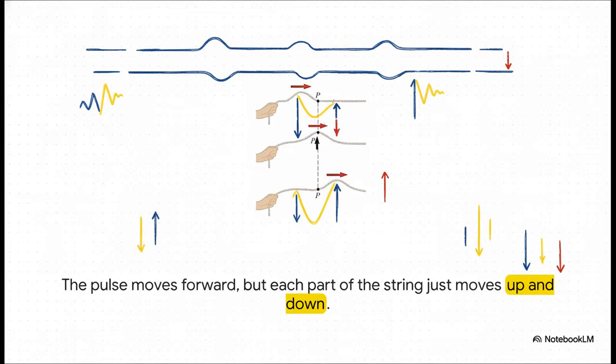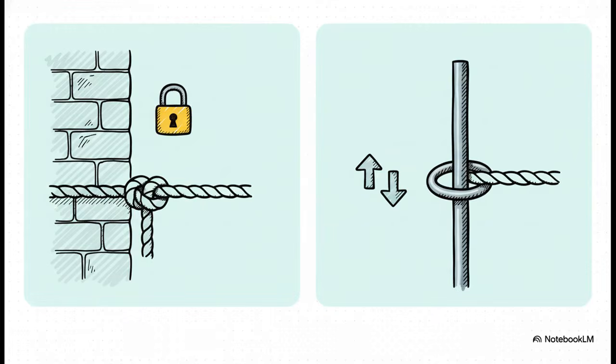Now pay close attention to what's happening. The pulse, the energy, is clearly moving forward down the line. But look at any single piece of the string. It's not moving forward at all. It just goes up and then back down. This is that key idea again. Energy travels, matter doesn't.